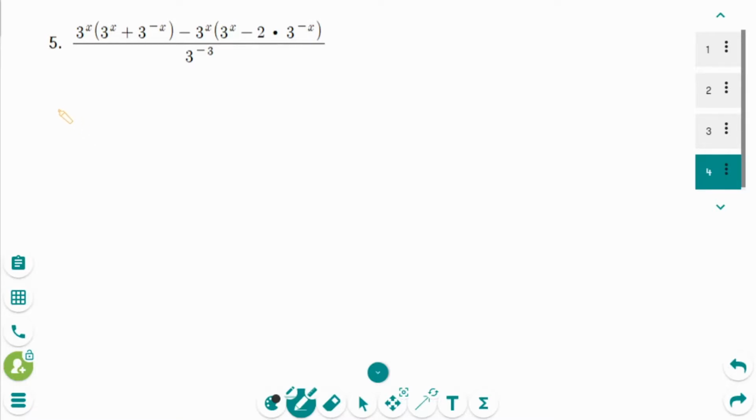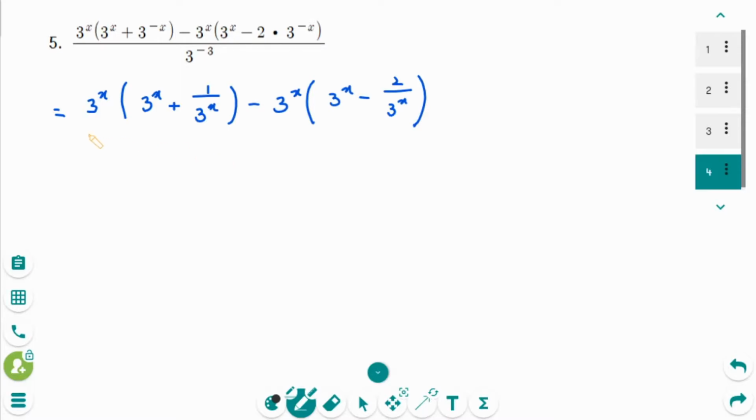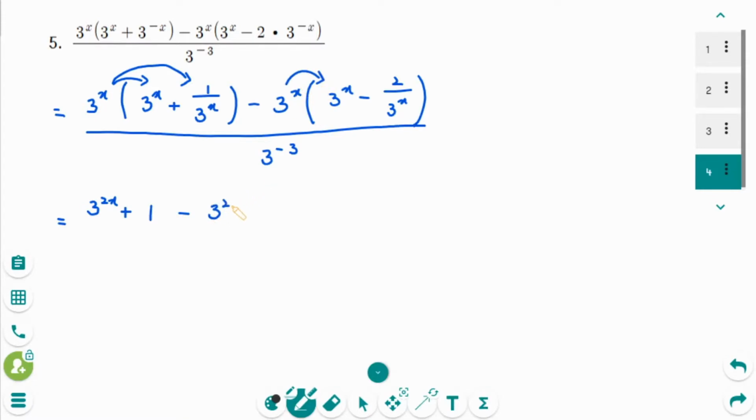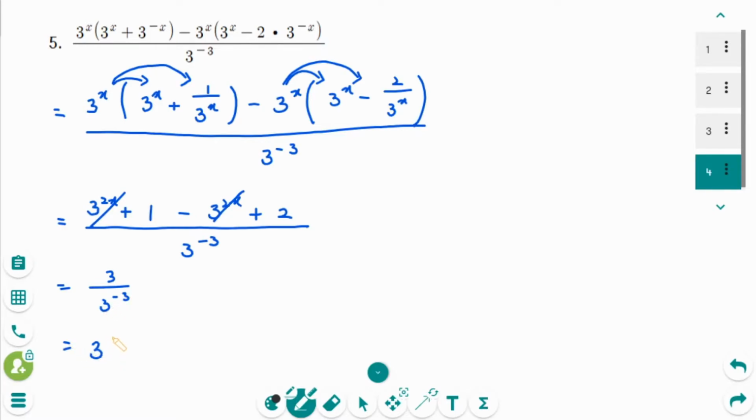Number 5, we can rewrite as 3 to the power of x, then 3 to the power of x plus 1 over 3 to the power of x minus 3 to the power of x times 3 to the power of x minus 2 over 3 to the power of x over 3 to the power of minus 3 equals, expand the first one, 3 to the power of 2x plus second one, 1 minus 3 to the power of 2x plus 2 over 3 to the power of minus 3. Cancelled. Then 3 over 3 to the power of minus 3 equals 3 to the power of 1 minus minus 3, 3 to the power of 4, which is 81.